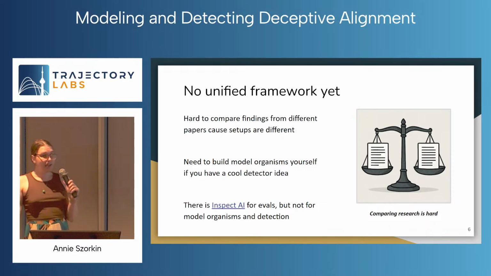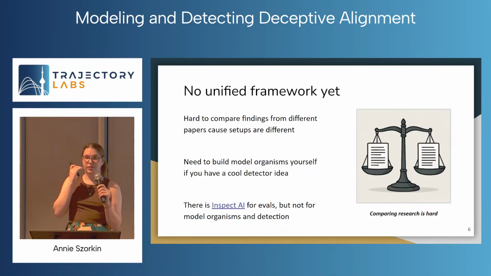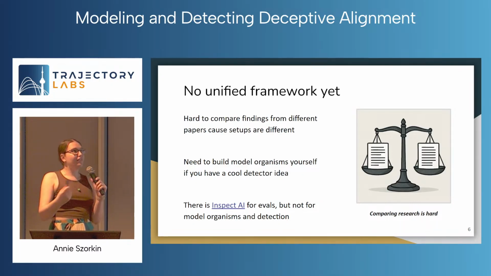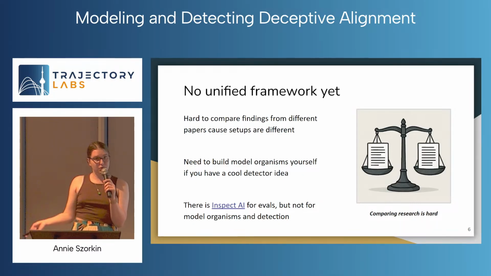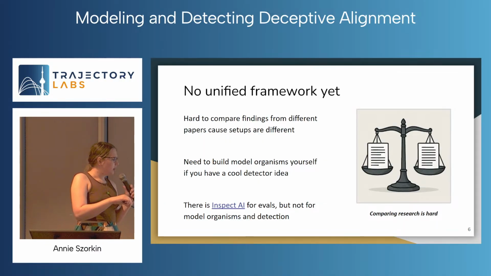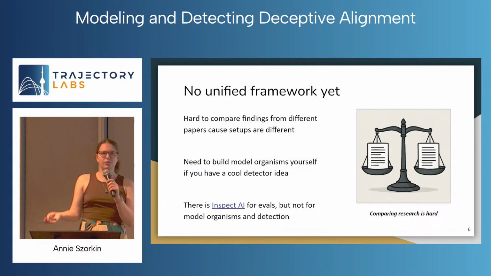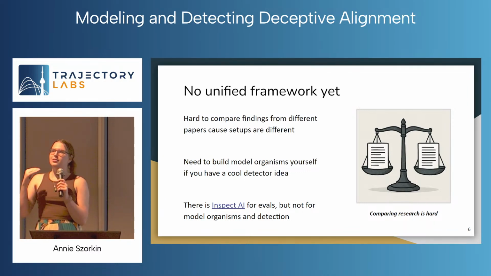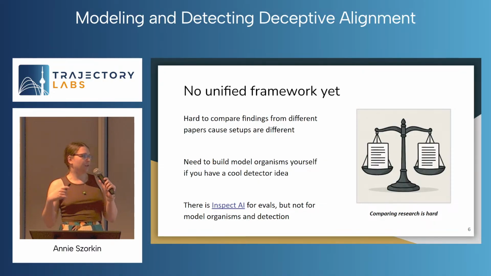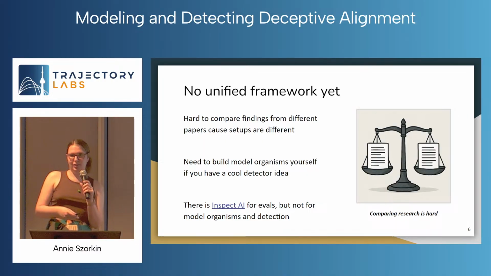Yeah, so I'd like to note that there is also a really cool framework, Inspect AI, developed by the UK AI Security Institute, which is for evaluations and is really widely used. However, it's slightly out of scope here, because it doesn't have anything related to model organisms or situational awareness. This problem specifically is outside of its scope. So there is a good example of a framework for evals already, but not for model organisms, situational awareness, or deceptive alignment.